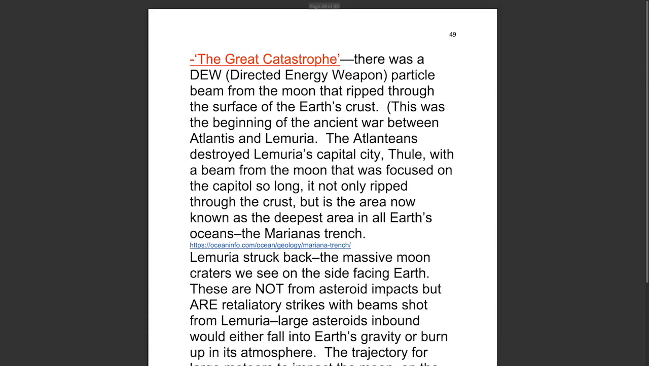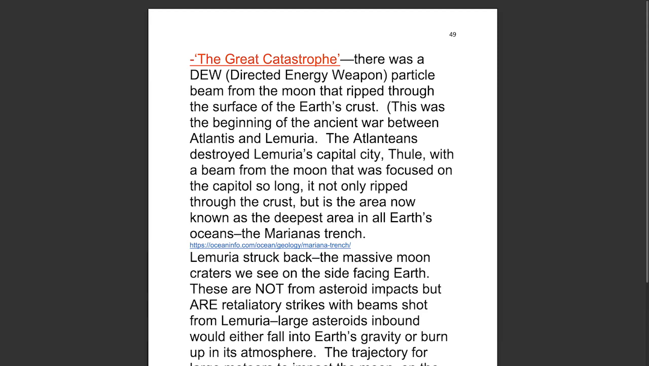So the Great Catastrophe, there was a directed energy weapon, otherwise known as a DEW weapon, which is a particle beam, was shot from the moon, and it burned through the crust of the Earth down into the mantle. This was the beginning of the ancient war between Atlantis and Lemuria. Atlanteans destroyed Lemuria's capital.